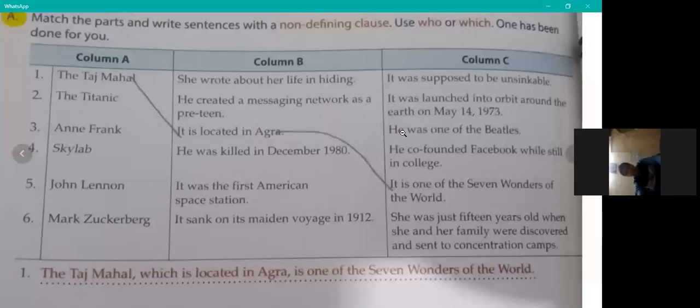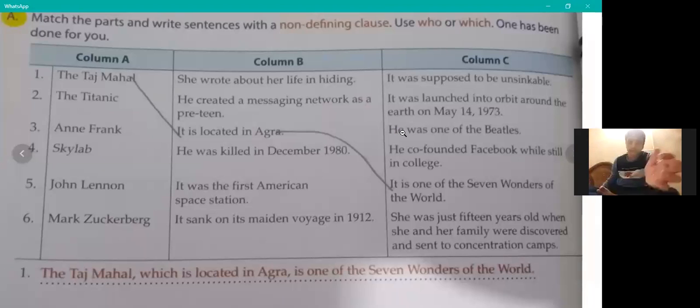When did it sink on its maiden voyage in 1912? The Titanic, which sank on its maiden voyage in 1912, was supposed to be unsinkable. You have to put commas.